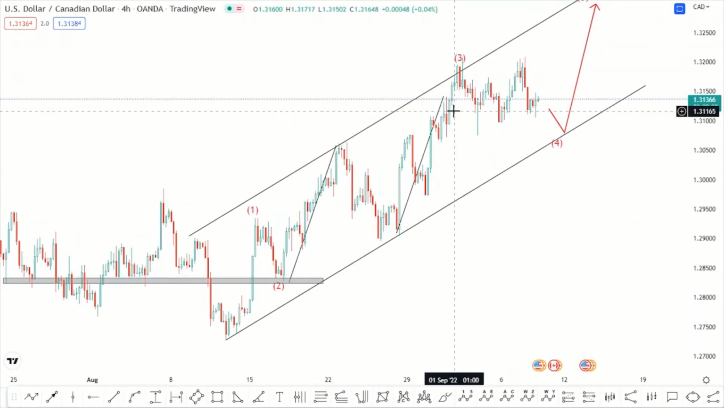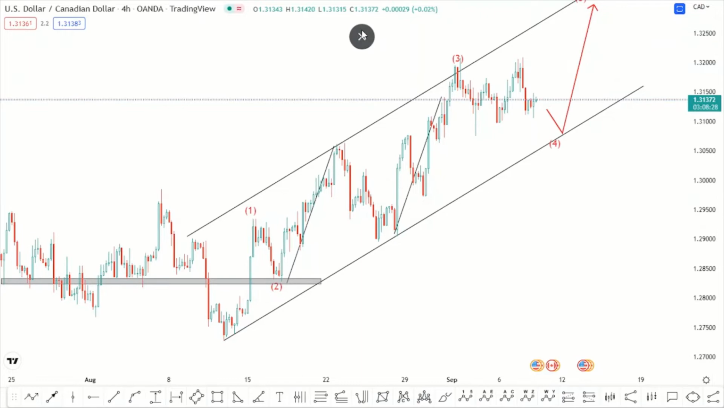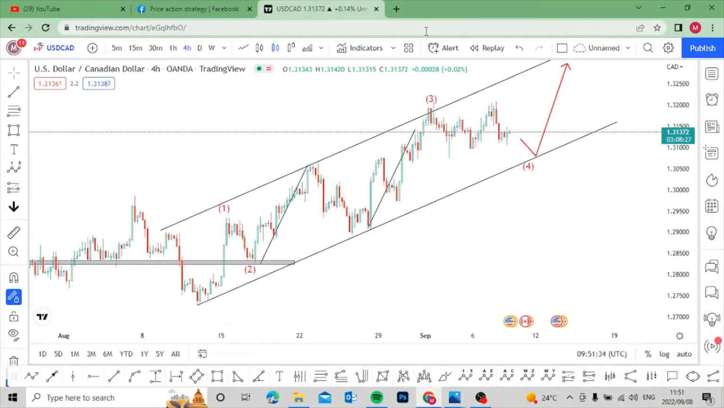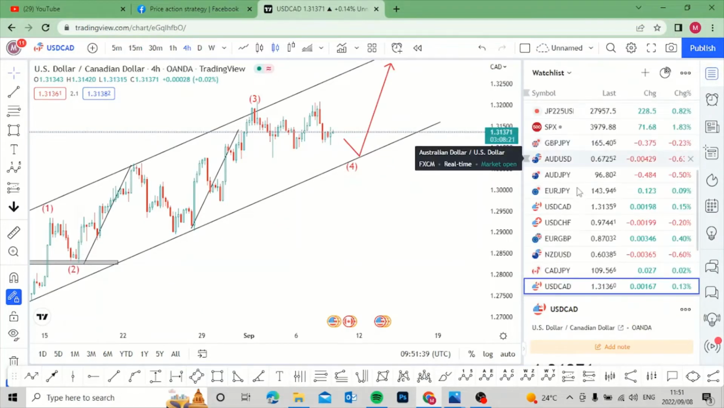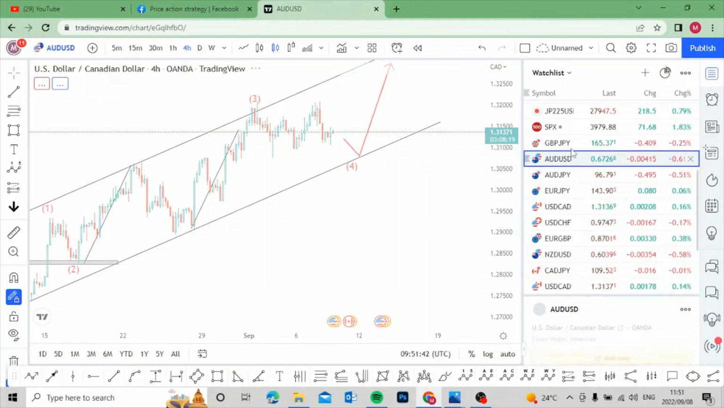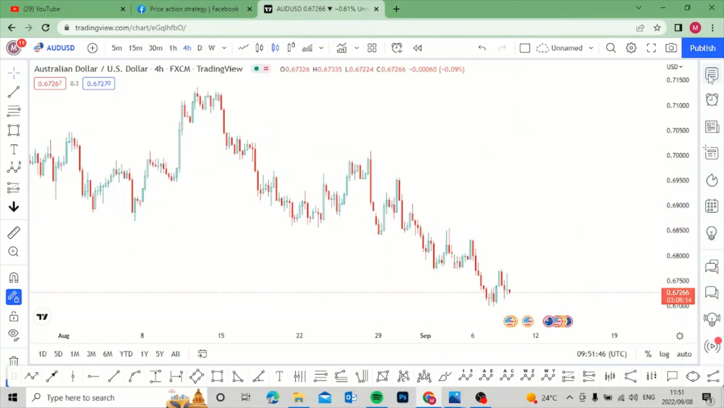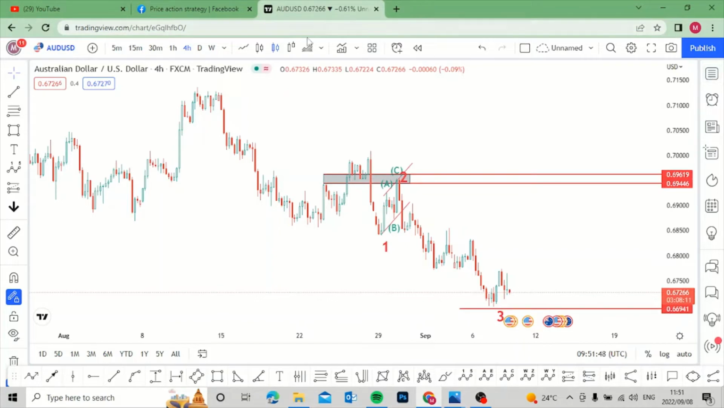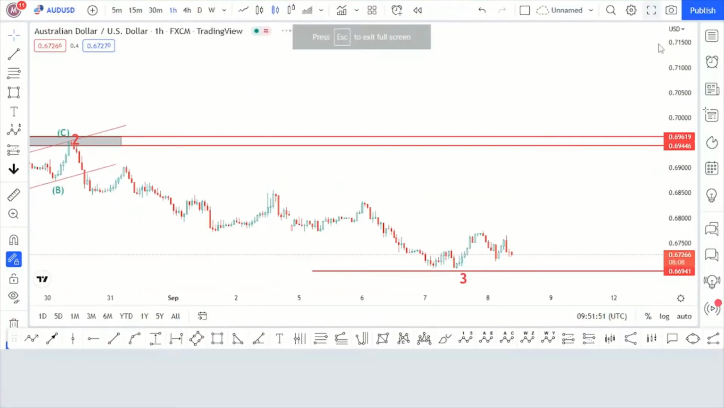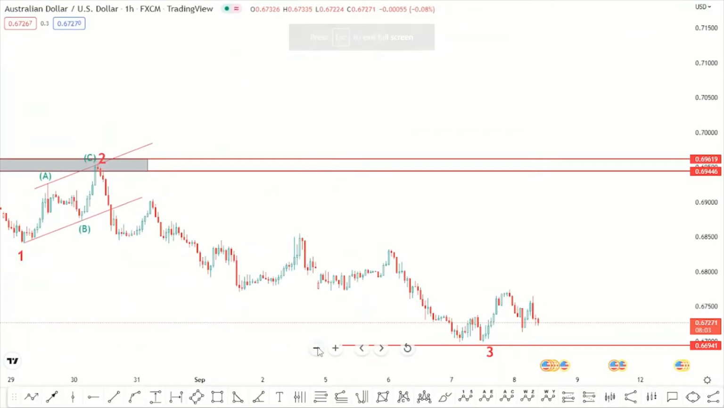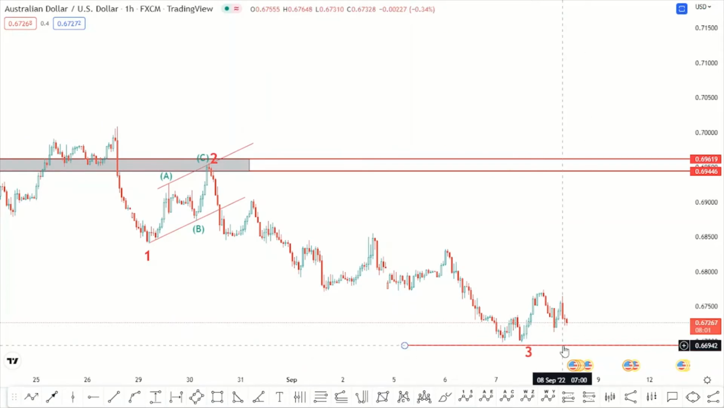So this is how we approach this, and we're going to be checking maybe AUDUSD. That is also another pair that was on our attention. AUDUSD. Okay, we're going to have to go to 1 hour. That is the time frame we used. Okay, we actually reached this level over here, which is wave 3.